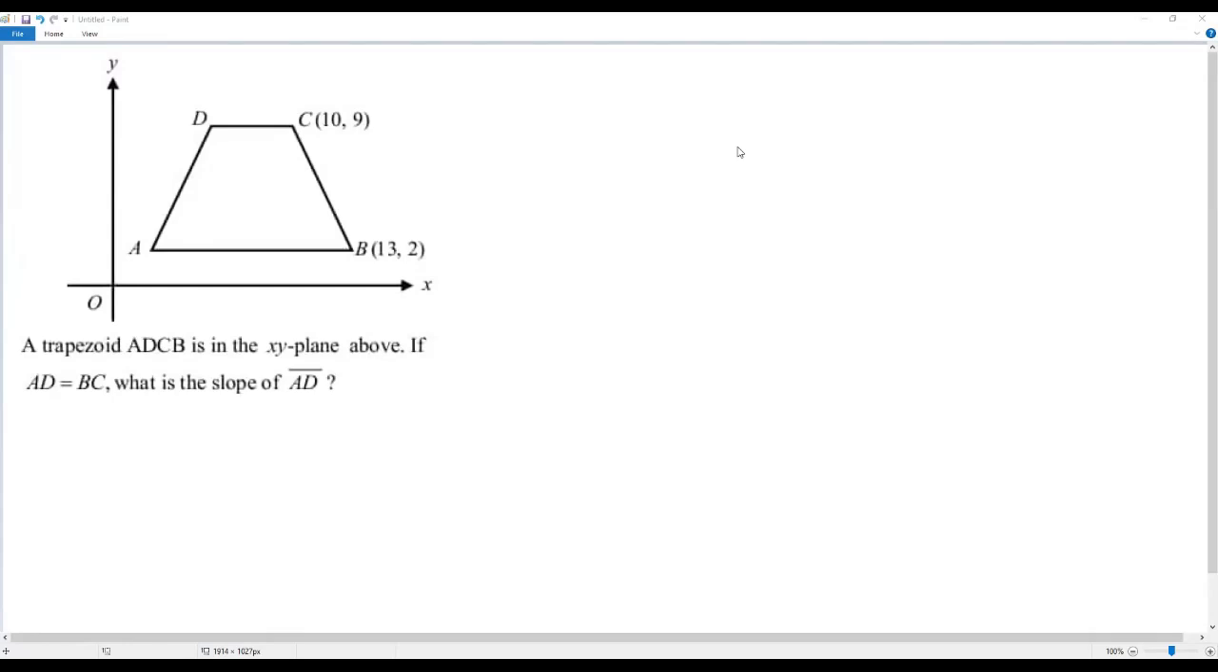Here we have a SAT math problem. Okay, let's go to the question. A trapezoid ADCB is in the xy plane above. If AD equals BC, what is the slope of AD?